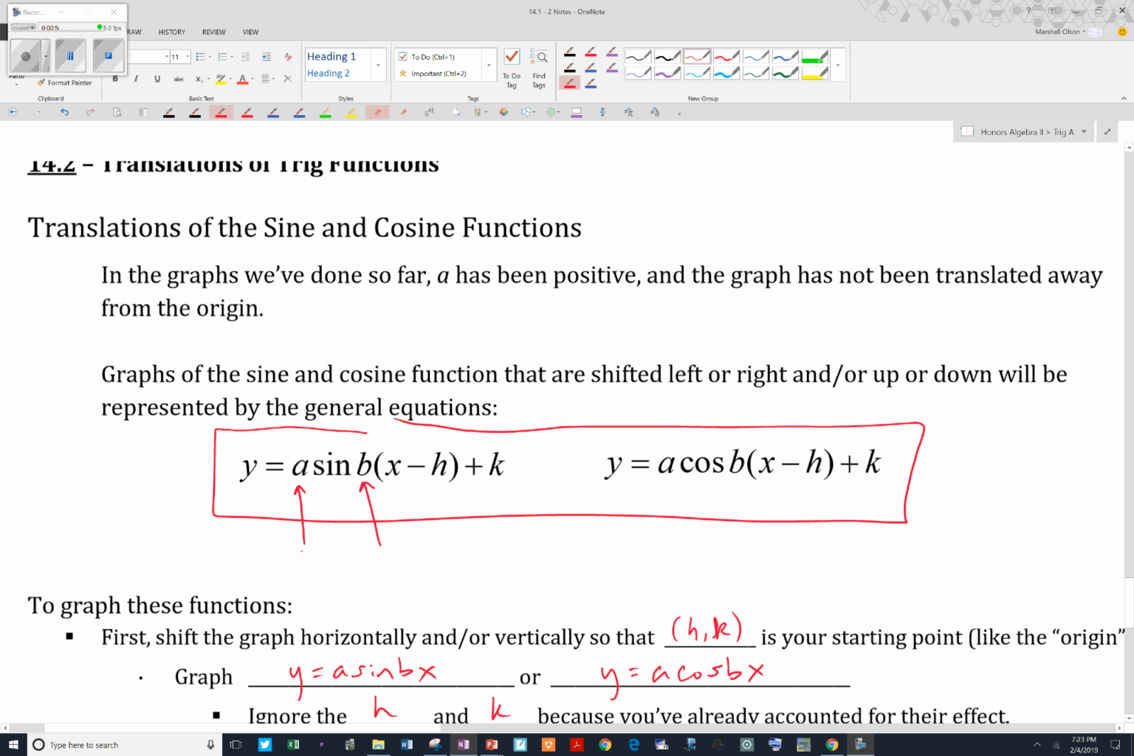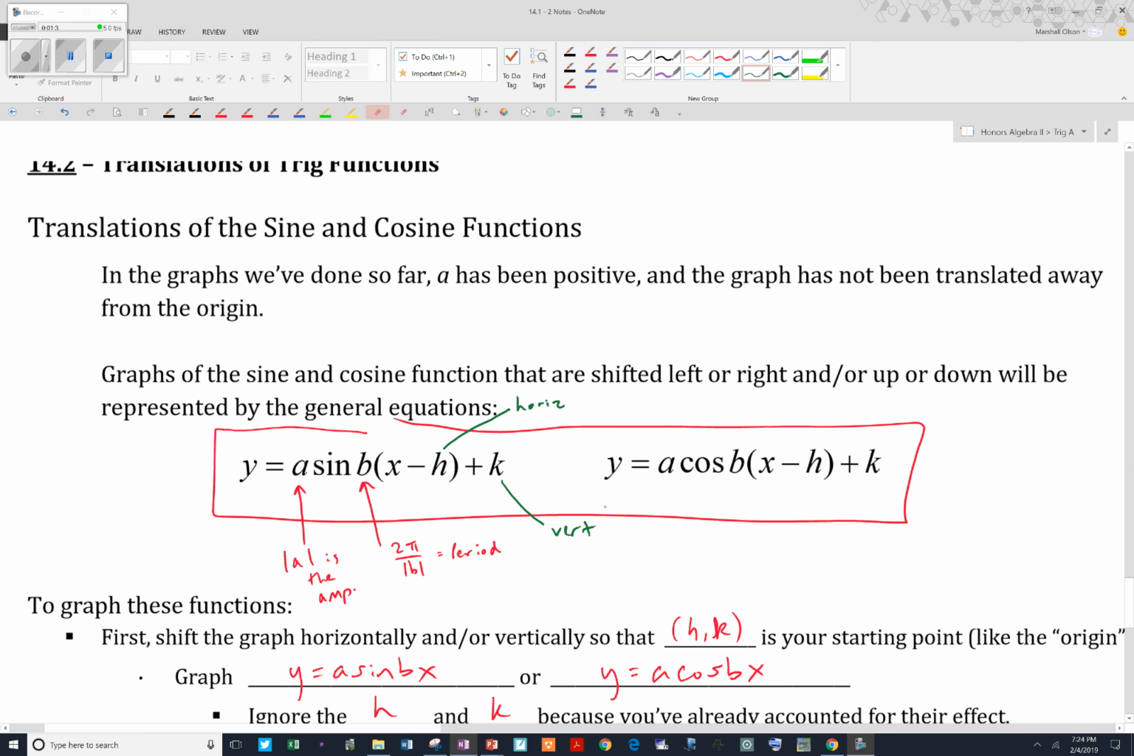In the sine and cosine graphs, I'm just going to write this here. The absolute value of a is the amplitude, just so there's a little review. b helps us find the period. The period of sine and cosine is 2 pi over the absolute value of b. That's the period. So what we have now here are h and k values, which are going to act as our translations. We're going to have a horizontal shift and a vertical shift from h and k respectively.